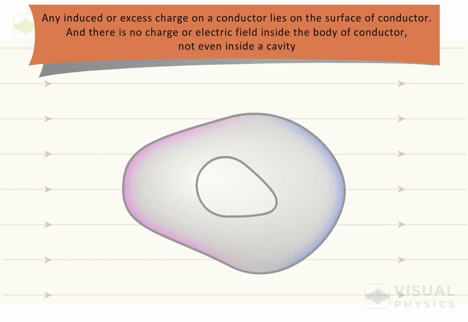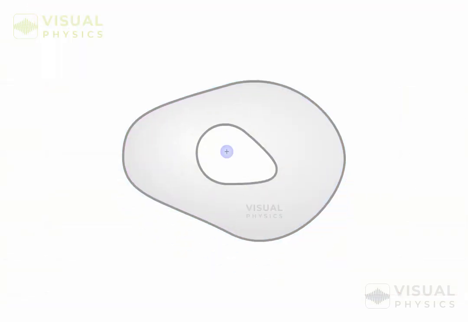We have seen that all the induced or excess charges distribute over the surface of the conductor, and there is no charge on the surface of the cavity, and no electric field inside the cavity. But now, let us place a charge inside the cavity.